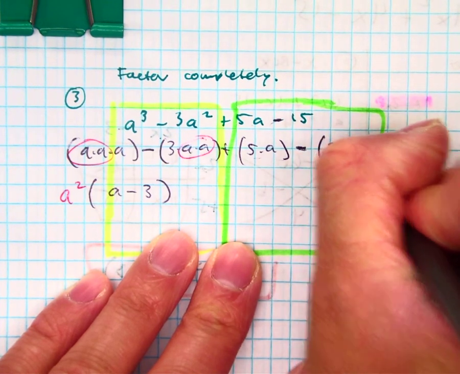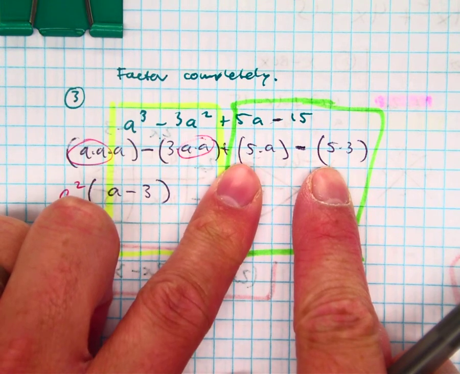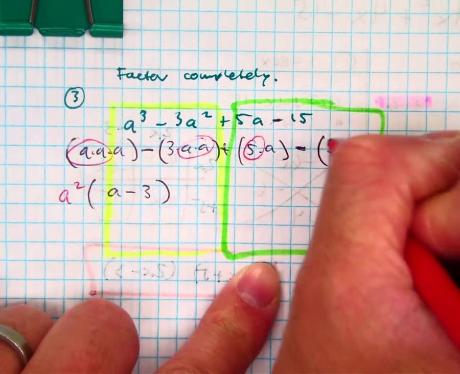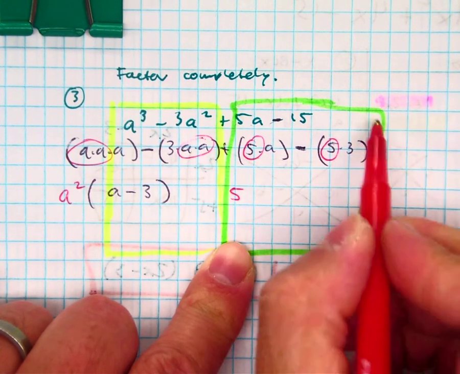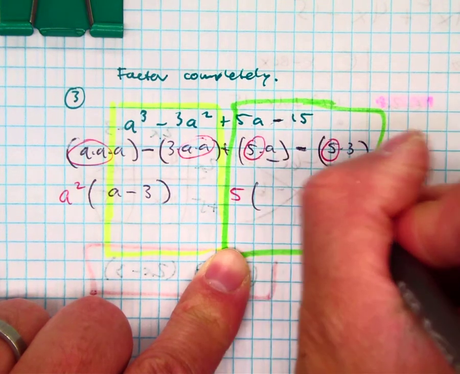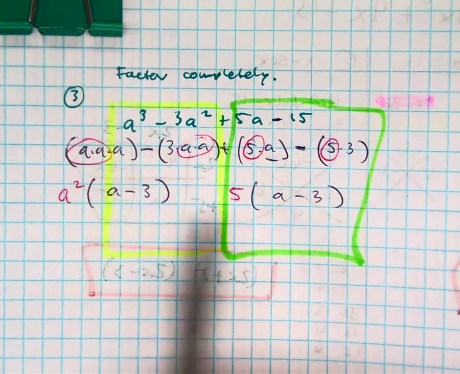times 3. And the reason I'm doing that is because I'm looking over here and realizing there's a common factor of a 5 already. They both have a 5 in common. That is now my greatest common factor of the green. So now I'm just left with A minus 3. And this is how you know you're doing it correctly because you see that on both sides.